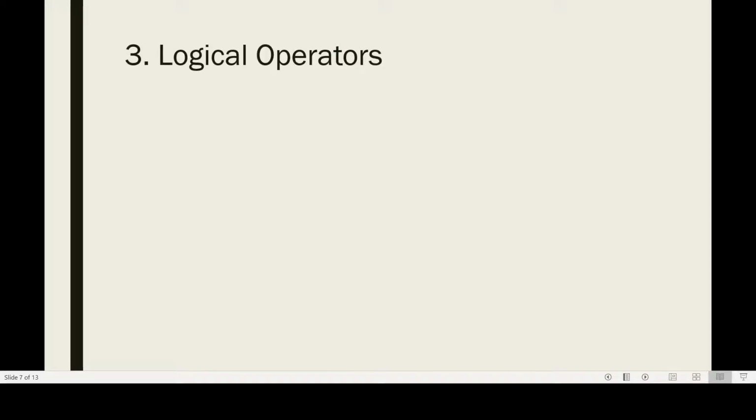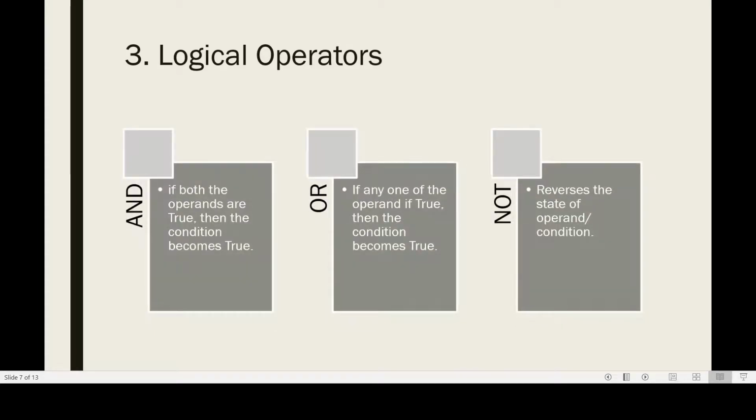Now we will see the third type of operators, which are logical operators. So logical operators are of three types: and, or, and not. And is used if both the operands are true, then the condition becomes true. So if I am comparing one condition with some other condition, only in the case when both the conditions are true, then and will result in true. In case of or, if either of the conditions that I am checking is true, then the answer becomes true. For not, whatever my situation is, not reverses the situation or the condition.